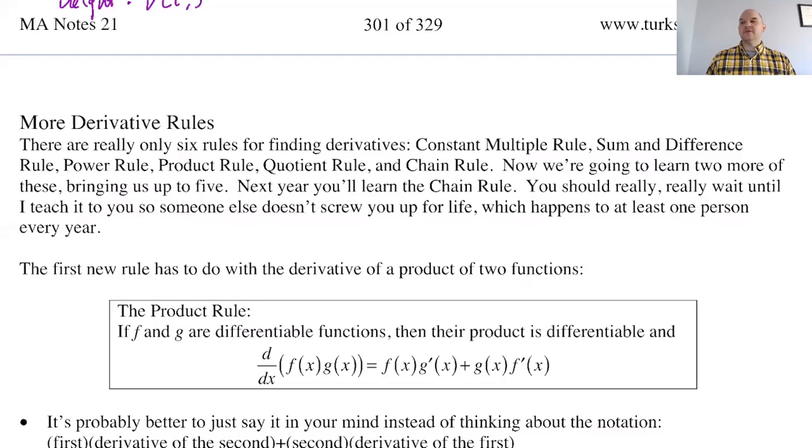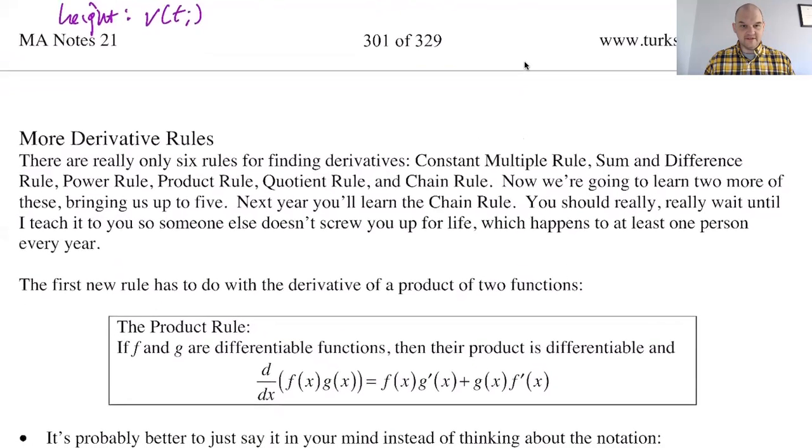All right, we're back and we're on page 302, and we're going to talk about more ways of finding derivatives. So far, what we have is we know a couple of rules. So let's go through and highlight them in weird ways. So we know the constant multiple rule, right? That just says the derivative of a constant times a function is the constant times the derivative of the function.